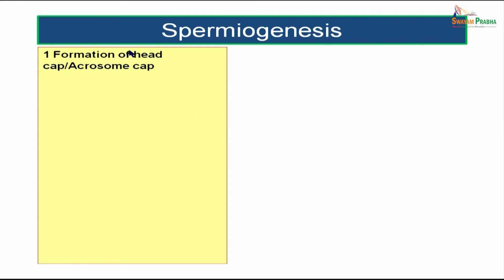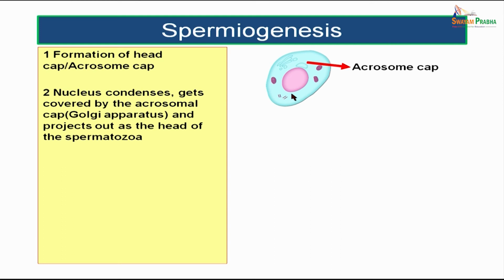The first one is the formation of head cap or acrosome cap. So this is the acrosome cap, this is the nucleus, the large round, dark stained nucleus. You can see a vesicle like thing above it, that is known as acrosome cap. Then the nucleus will be condensing and it will be covered by the acrosome cap.